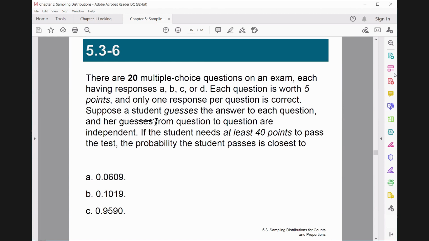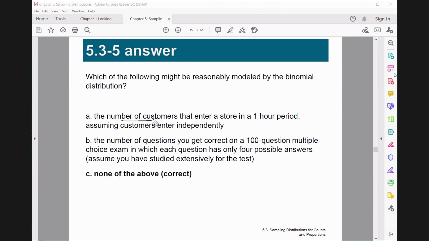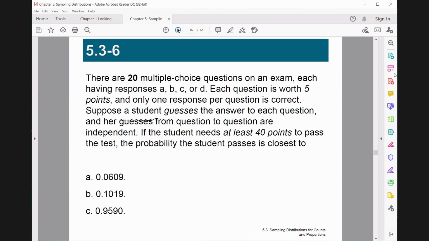Each question is worth 5 points. What is the probability to have 40 points? To have 40 points, that means the probability to have 8 or more correct answers.